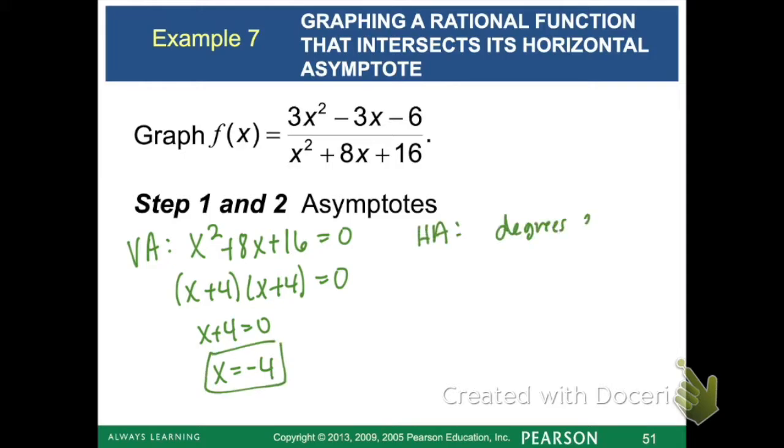For my horizontal asymptotes, I notice that my degrees are equal. So we're going to do leading coefficient divided by leading coefficient. 3 divided by 1 is just 3. I don't have a slant asymptote because my degrees are equal.